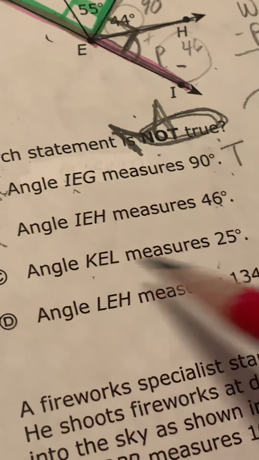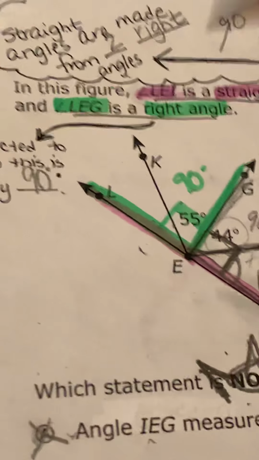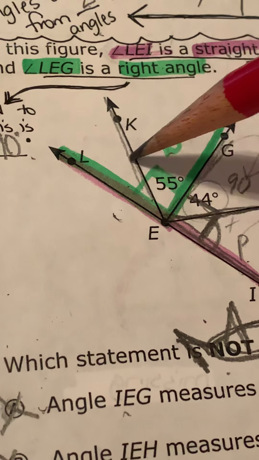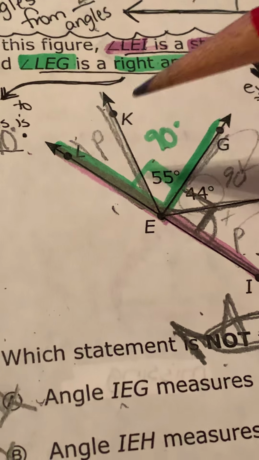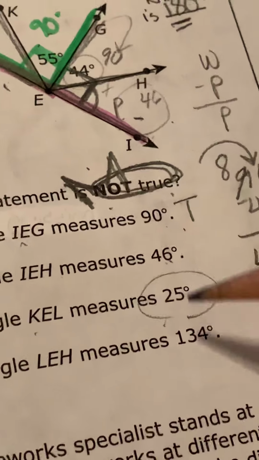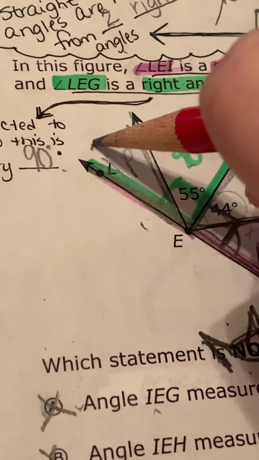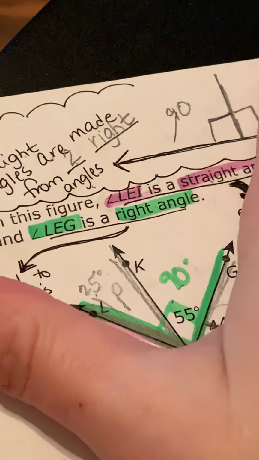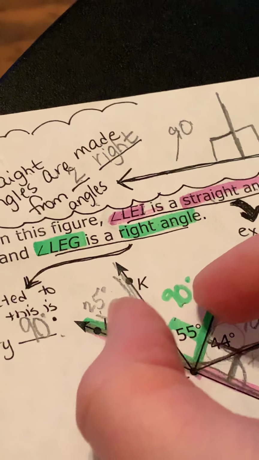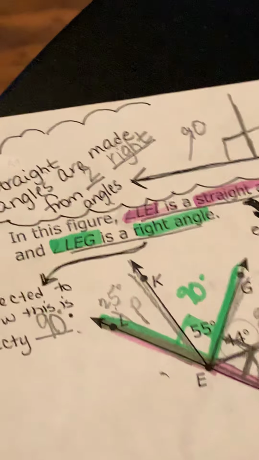All right, angle KEL is 25 degrees. K to E to L. This is a part, right? Let's do this one the other way. They're saying this is 25 degrees. And I know this is 90, right? Right here, this backwards loser. So we could do part plus part makes whole.